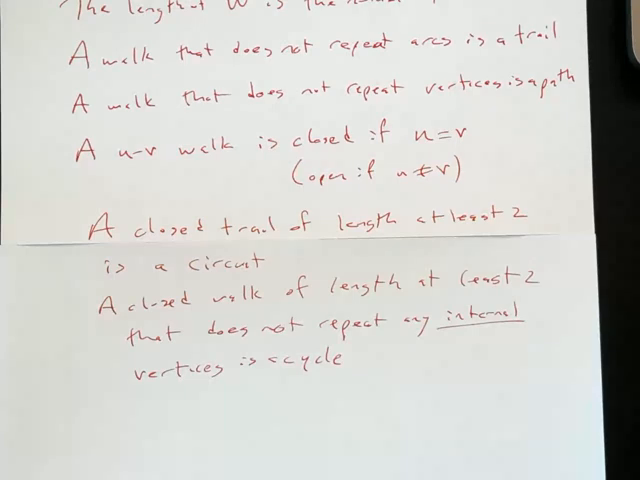Notice the emphasis here on internal vertex. If I have a closed path, I am definitely repeating a vertex. So I really can't call it a closed path. Paths don't repeat vertices, damn it. It's a closed walk. It might be a closed trail.